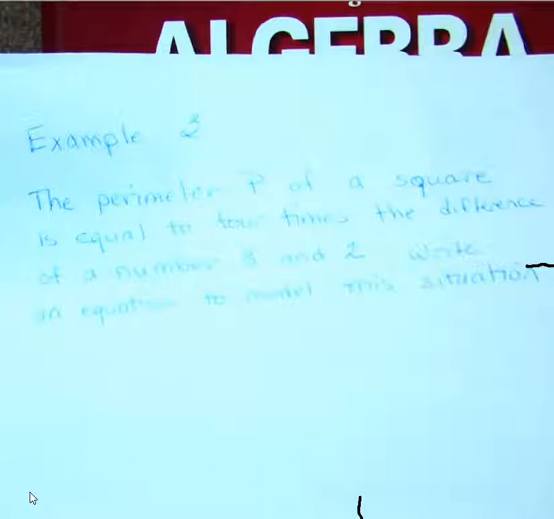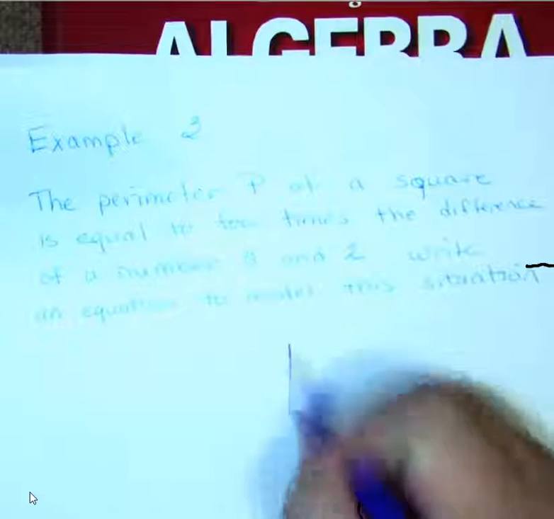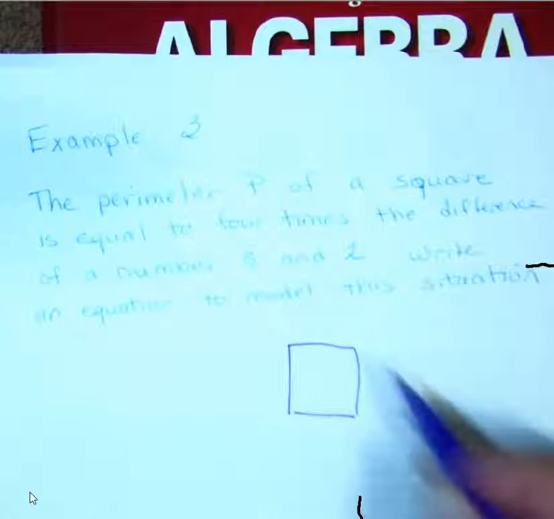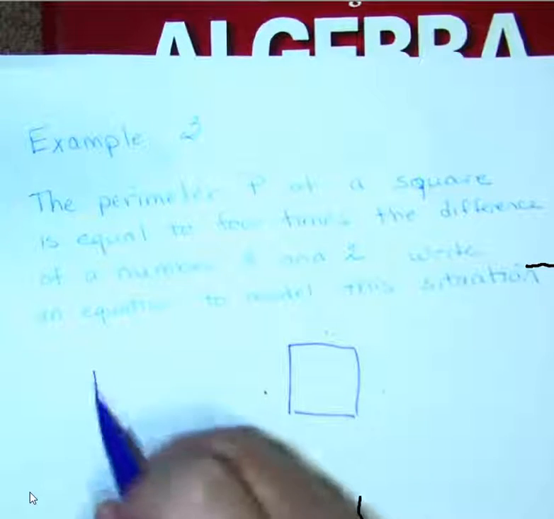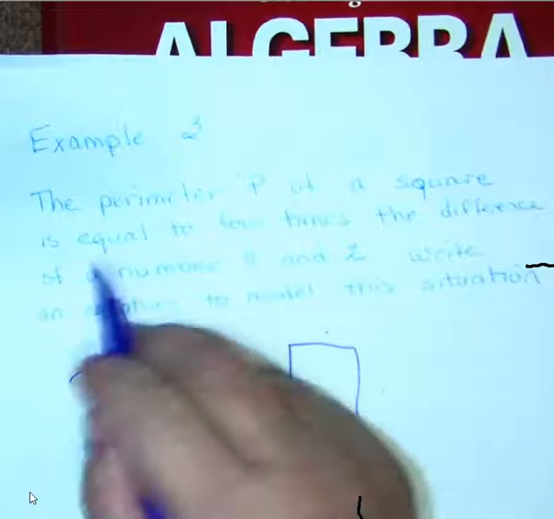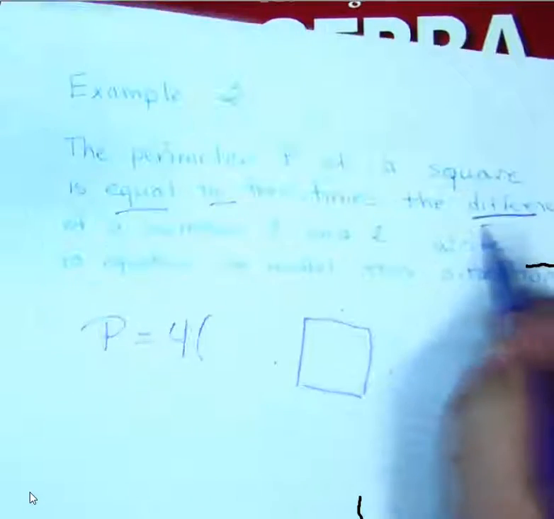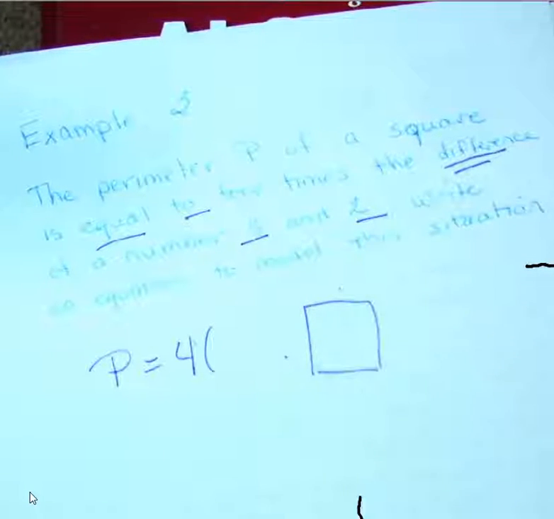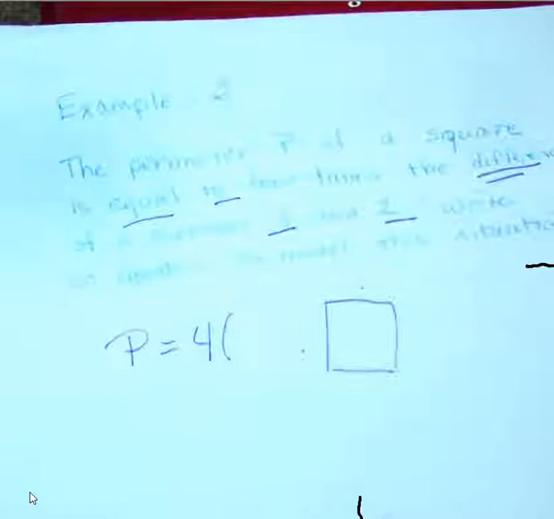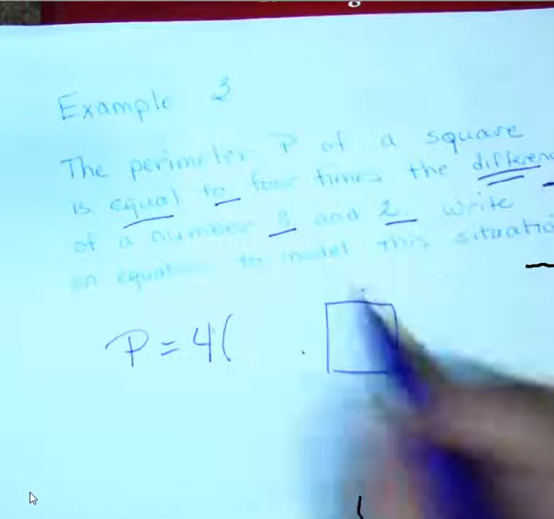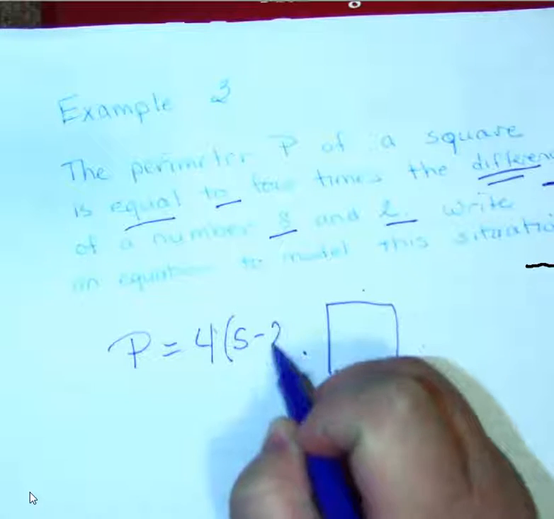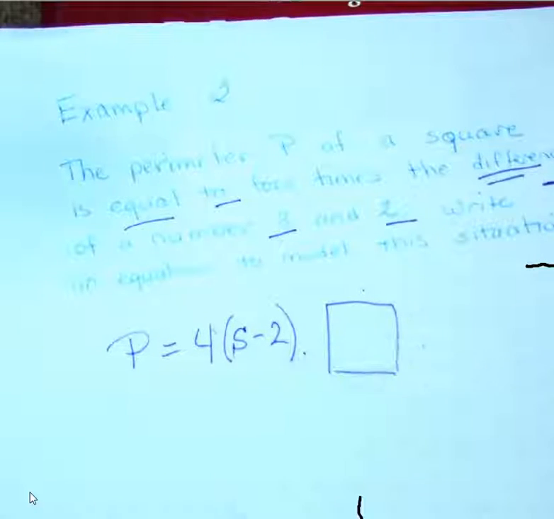All right, the perimeter P of a square. The perimeter is when you add up all the sides. So the perimeter is equal to 4 times, so we're going to multiply, the difference of a number s and 2. If you remember from our words, difference means we're going to subtract. We're going to subtract s minus 2. This is an s. And then write that equation, and there it is. All we're doing is putting the words into a variable equation, an algebraic equation.